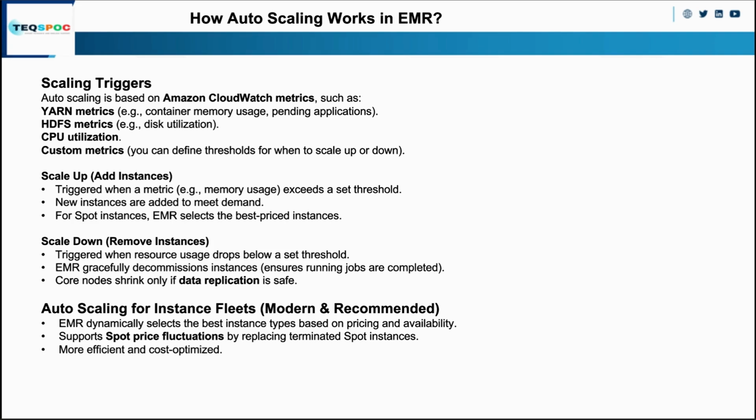Okay, so there is another way of auto scaling, and that is for instance fleets, and it is the modern recommended way. Whenever I'm using instance fleets, I don't have to put up any kind of policy at all. EMR will dynamically select the best instance type based on pricing and availability, and it supports spot price fluctuations. The spot price fluctuates: sometimes it goes down, sometimes it goes a bit high. Whenever it goes down, only then will it pick and add instances to the cluster, replacing the terminated spot instances. No need to mention that it is more efficient and cost optimized. So that's all about auto scaling.